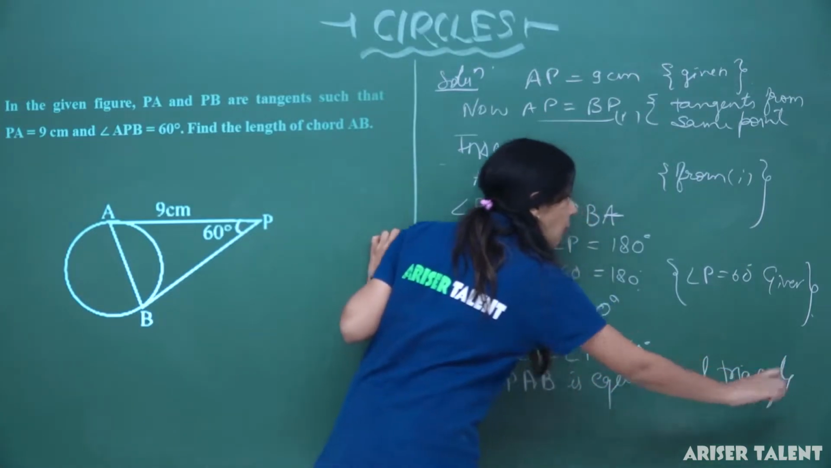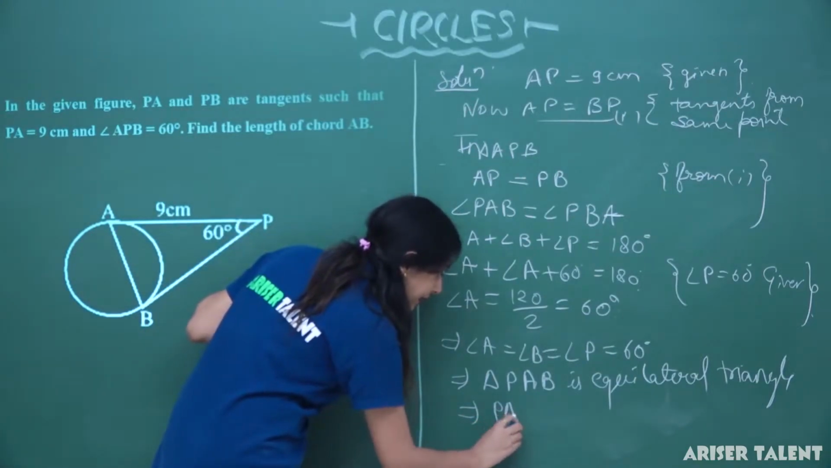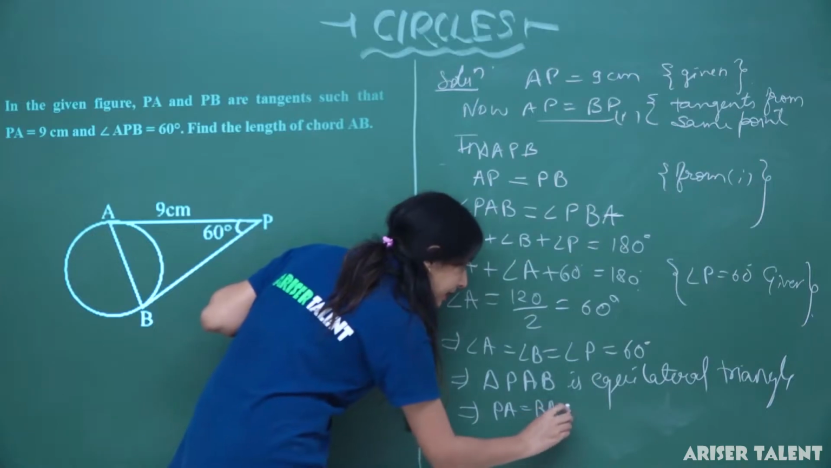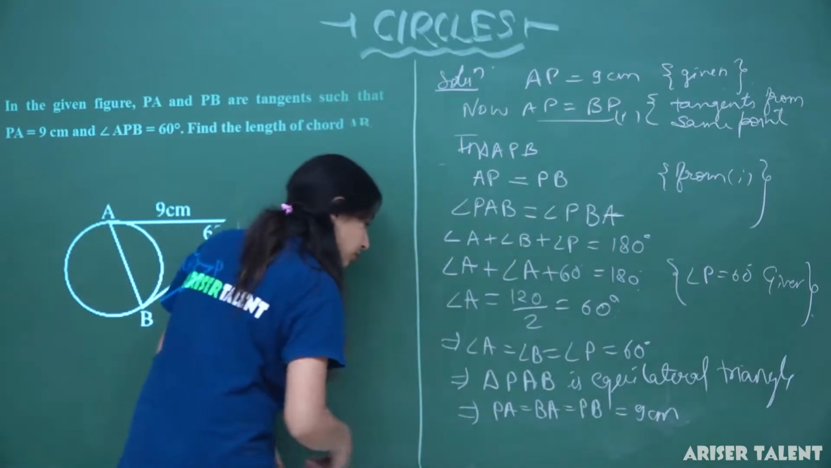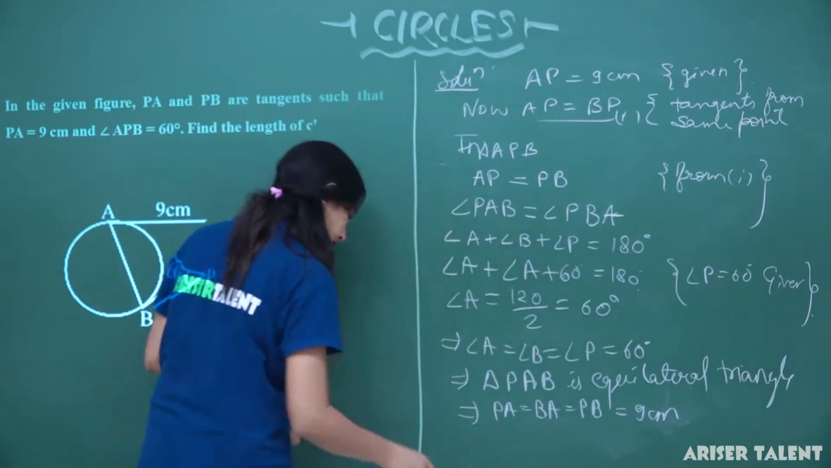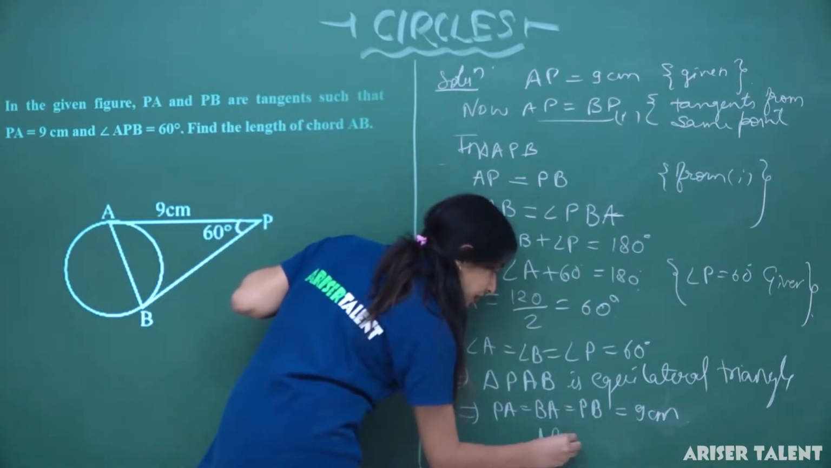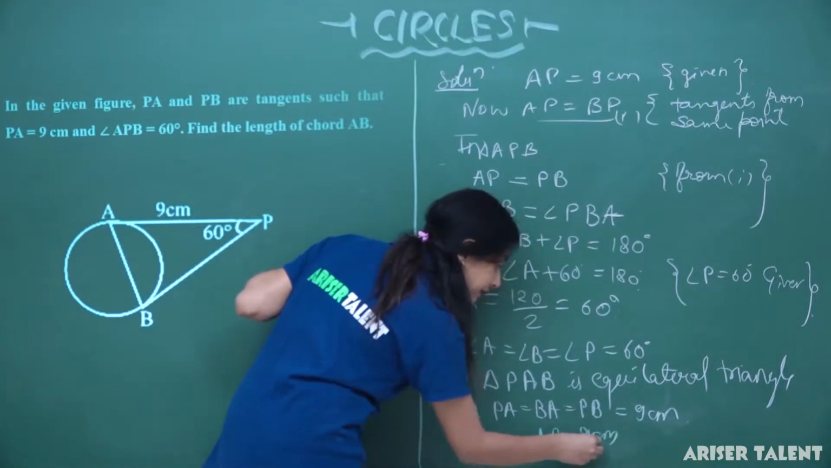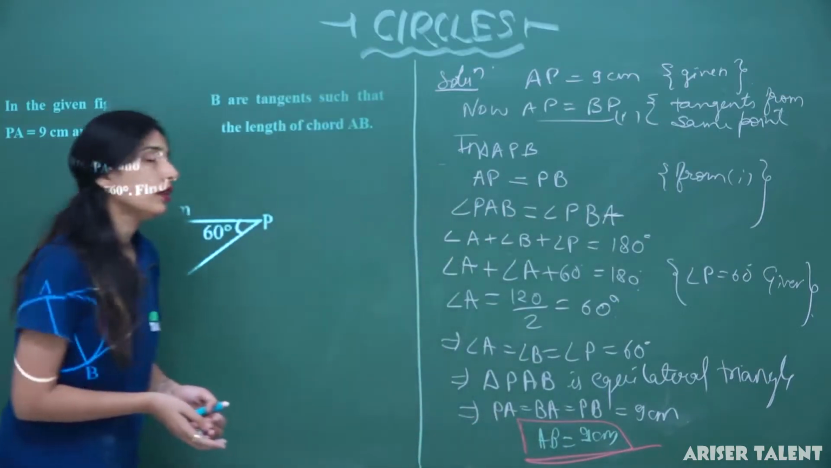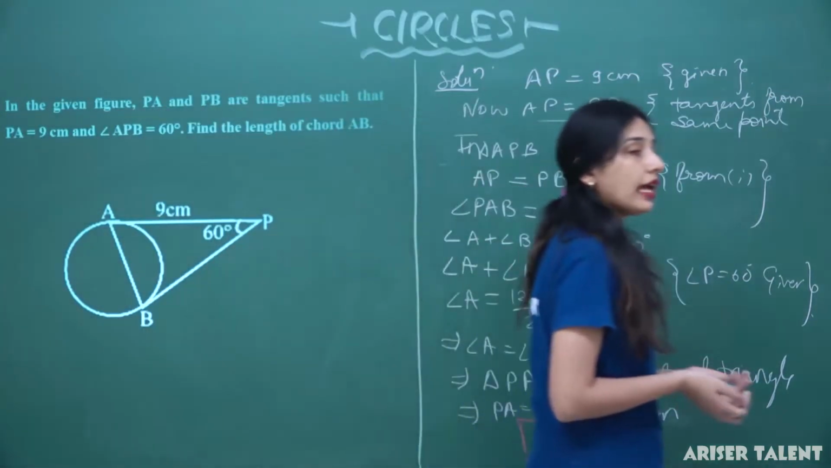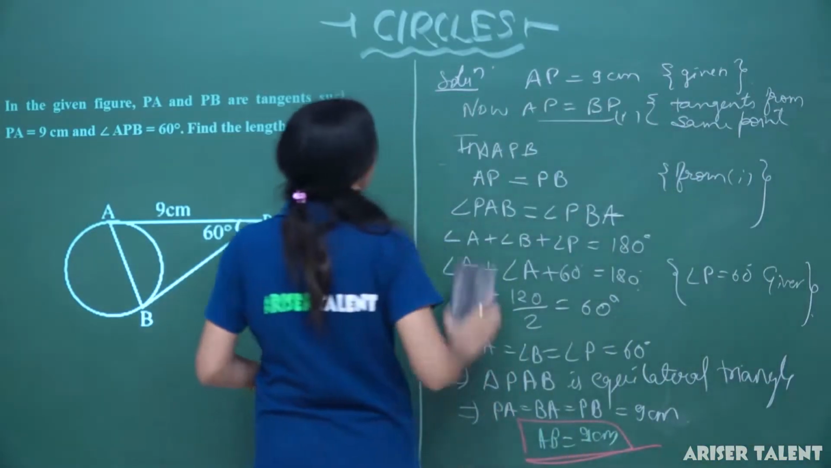And this implies that what? All the sides of an equilateral triangle are equal. This implies that PA equals BA equals PB equals 9 centimeter. So the chord here, which is AB, will be equal to 9 centimeter again. Right? So this is for this. Now, note this, students, so I can move to the next question. Okay? Noted? Right.